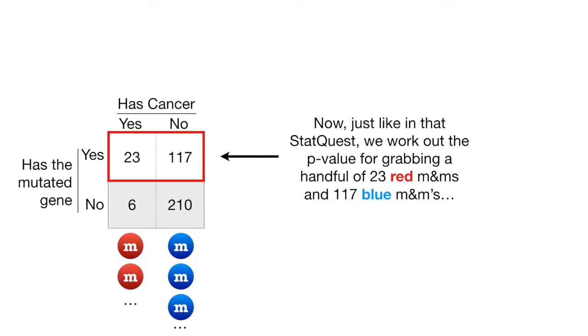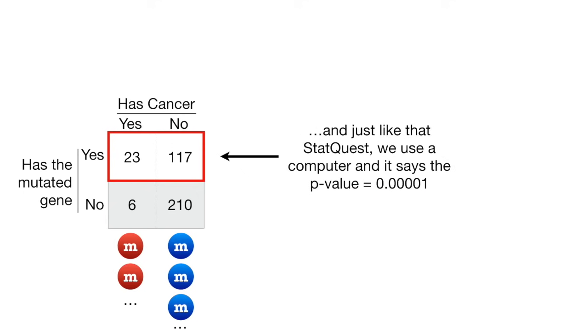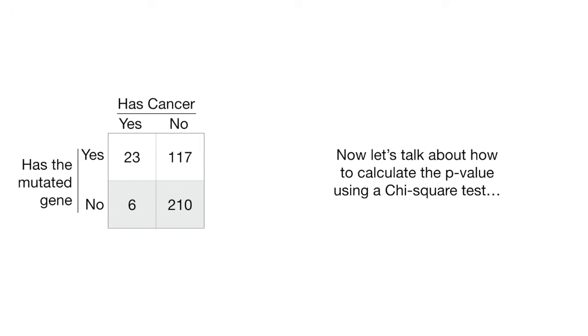Now, just like in that StatQuest, we work out the p-value for grabbing a handful of 23 red M&Ms and 117 blue M&Ms. And just like in that StatQuest, we use a computer and it says the p-value equals 0.00001. Another small bam. Now let's talk about how to calculate the p-value using a chi-square test.